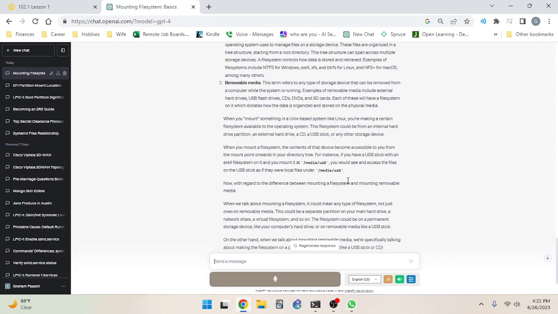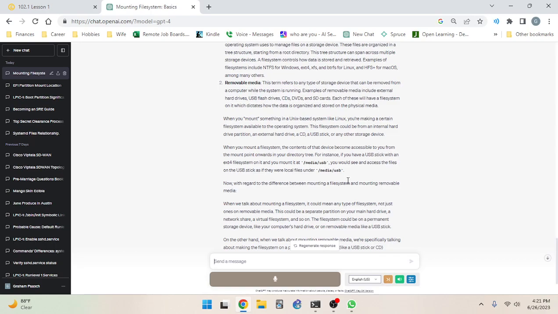When you mount a file system, the contents of that device become accessible to you from the mount point onwards in your directory tree. For instance, if you have a USB stick with an ext4 file system on it and you mounted it at /media/usb, you would see and access the files on the USB stick as if they were local files under /media/usb. Now, with regard to the difference between mounting a file system and mounting removable media. When we talk about mounting a file system, it could mean any type of file system, not just ones on removable media. This could be a separate partition on your main hard drive, a network share, a virtual file system, and so on.